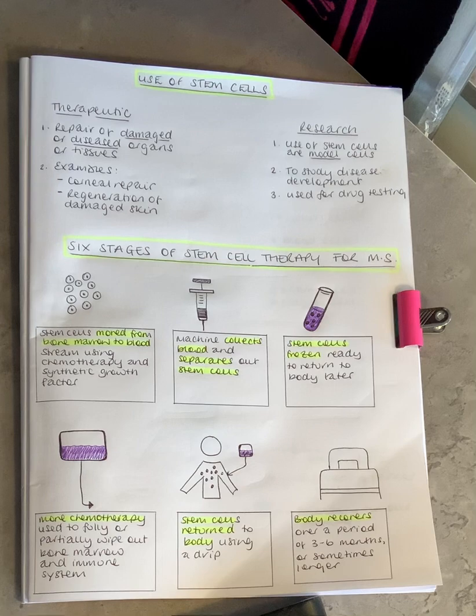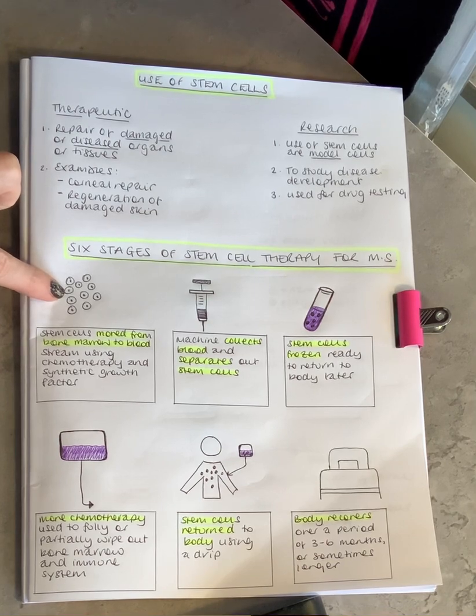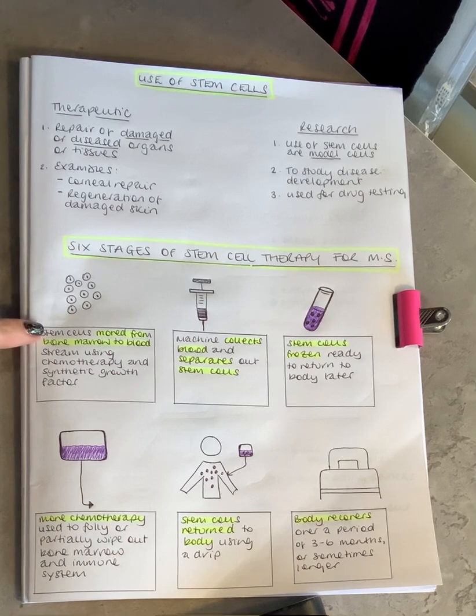All right, so the first thing that happened to her was they had to remove her stem cells from her bone marrow. Here are her stem cells. Stem cells are moved from bone marrow to bloodstream using chemotherapy and synthetic growth factor. So they basically wanted lots of these stem cells.